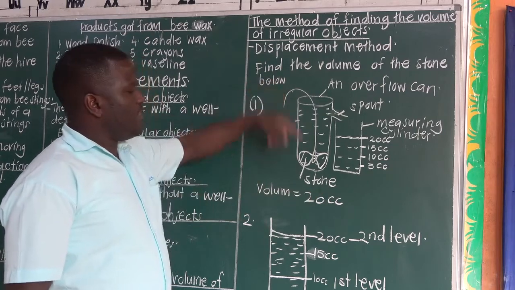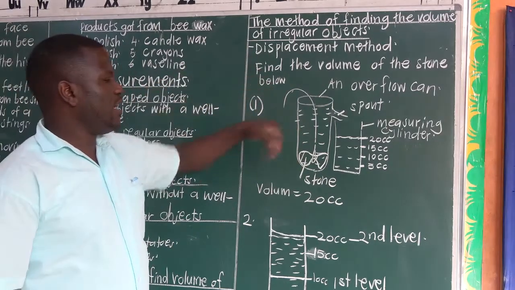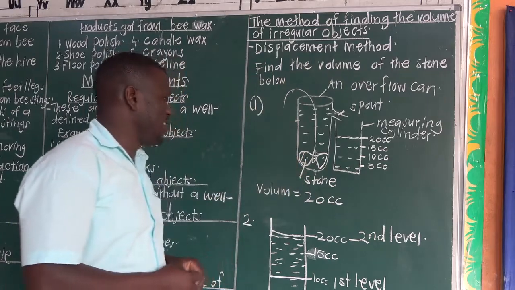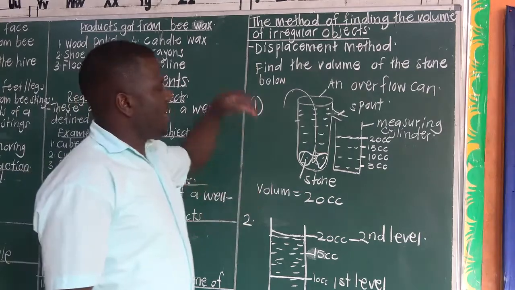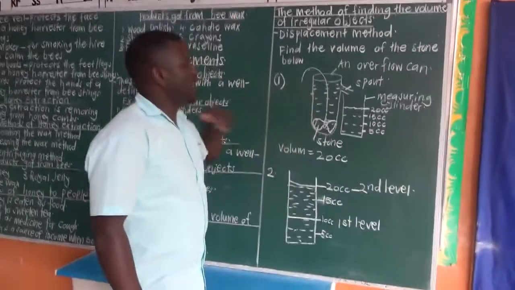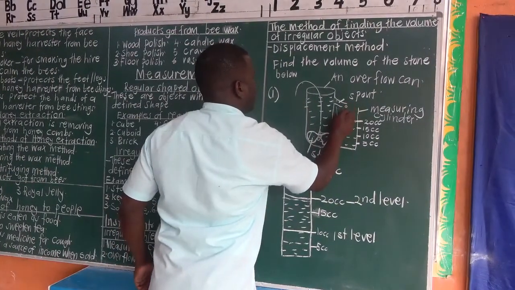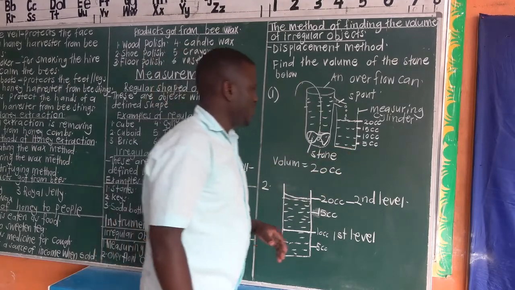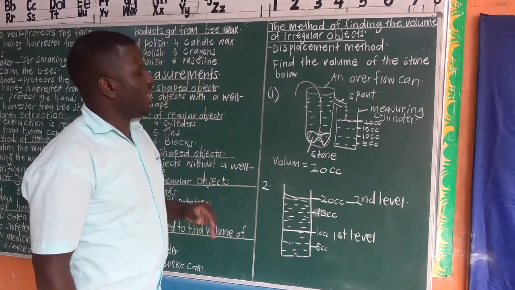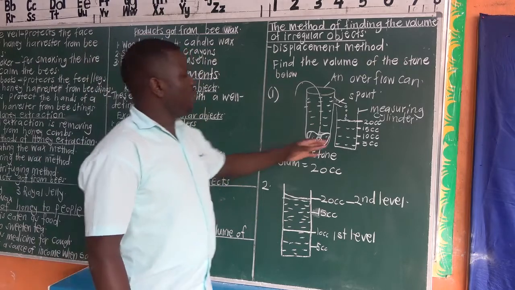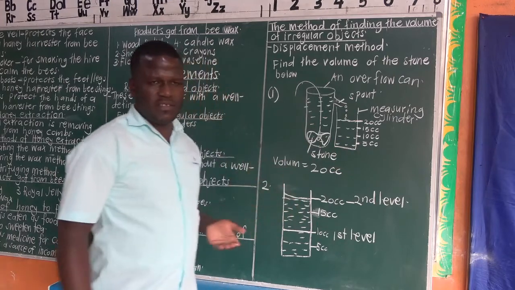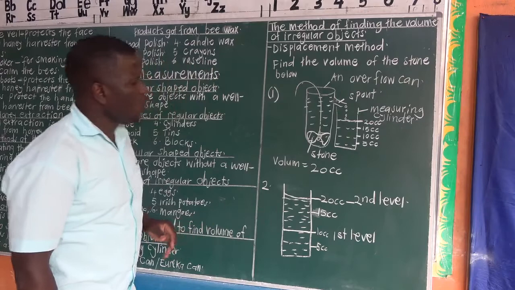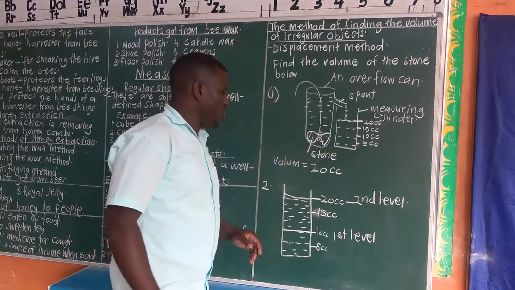This string helps to lower the irregular object, or the stone, gently into the overflow can. When the stone is lowered in the overflow can, the water will be displaced and this water will pass through the spout until it goes into the measuring cylinder. Once in the measuring cylinder, you can find the volume of the irregular object. The volume of the irregular object is equal to the water displaced. So the water displaced by the stone is equal to the volume of the stone.